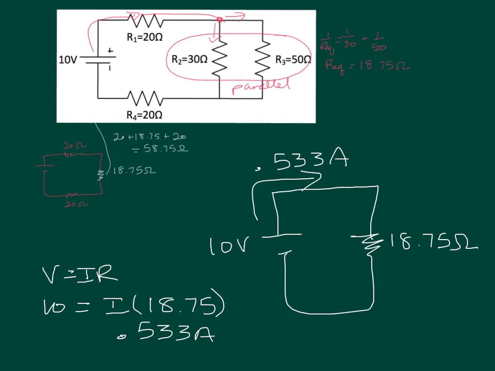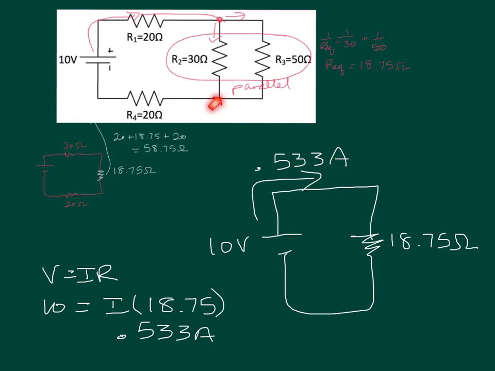And just kind of as an aside to get you started on the next one, since we have 0.533 amps leaving the battery, guess what? That has to go through that resistor. So that's also the current through that resistor. And then when the current gets up here, it's going to split. And so some of it's going to go this way and some of it's going to go this way. But the total of those two is going to be this 0.533 amps.